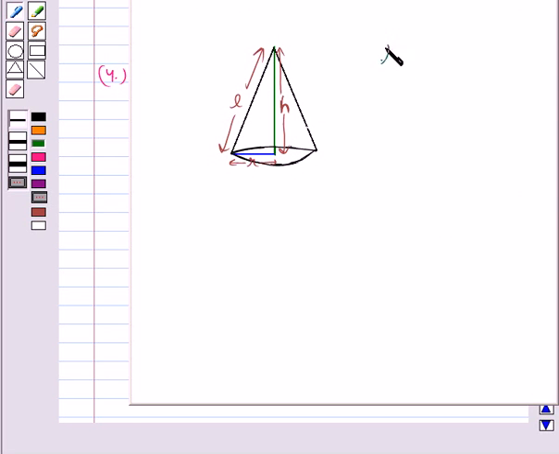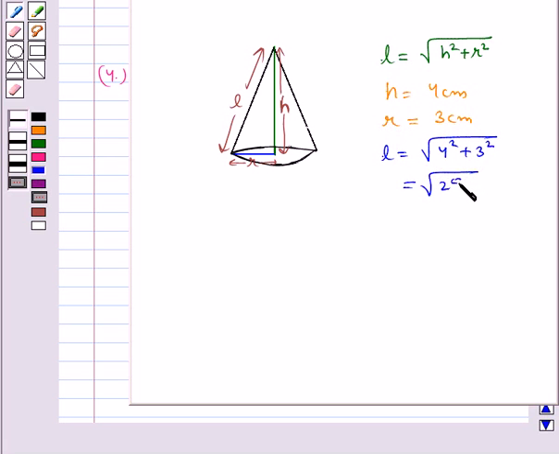The slant height of the cone, that is l, is given by square root of h square plus r square. Suppose we have height of the cone h equal to 4 centimeters, radius of the base equal to 3 centimeters, that is r equal to 3 centimeters. So from here we get the slant height l equal to square root of 4 square plus 3 square, that is equal to square root of 25, and thus we get the slant height l equal to 5 centimeters.